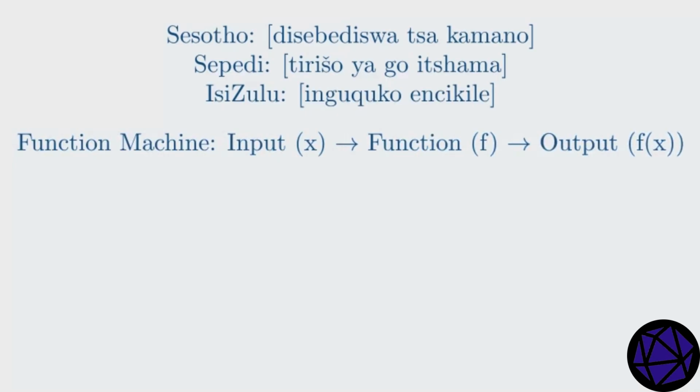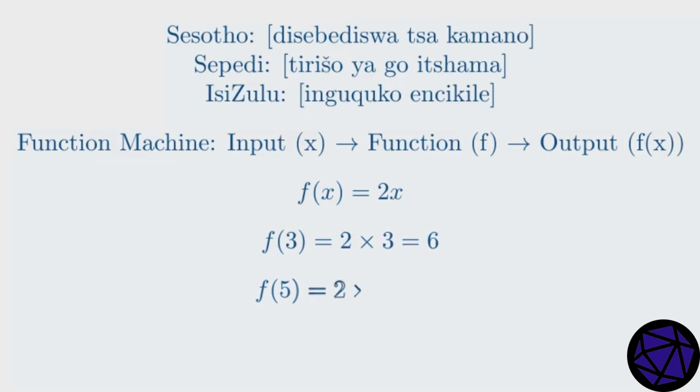Let's say our function machine is double the number. We can write this as f of x equals 2 times x. If we put in the number 3, the machine doubles it and gives us 6. So f of 3 equals 6. If we put in the number 5, the machine doubles it and gives us 10, so f of 5 equals 10. So a function is a rule that takes an input and gives exactly one output.